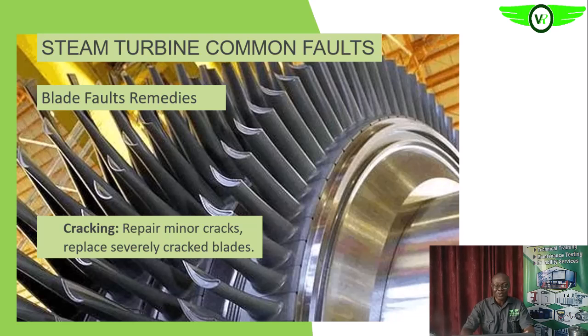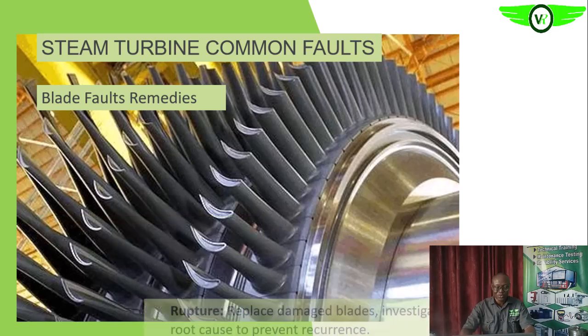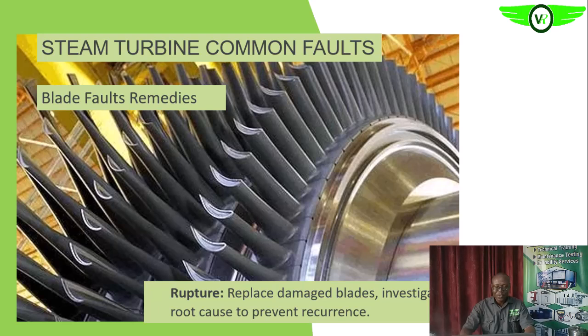Okay, so during shutdown we can also do a borescope inspection, looking at each and every one of these blades to see that none are cracked. If there are cracked blades, we need to change those blades. On rupture, we need to replace the blades that are broken off. Then we need to carry out root cause analysis to determine what actually caused the problem, with a view to forestalling its occurrence in the future.